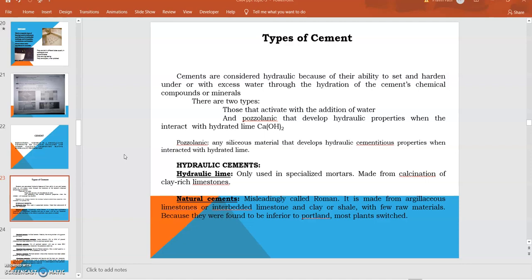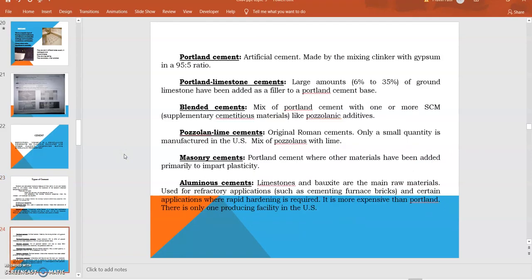The next type is Portland cement, an artificial cement made by mixing clinker with gypsum in a 95:5 ratio. Then Portland limestone cement, in which a large amount, 6 to 35% of limestone, is added as filler to the Portland cement base. Then blended cement, that is a blending mix. It is a mixed proportion of Portland cement with one or more supplementary cementitious materials like pozzolanic additives.